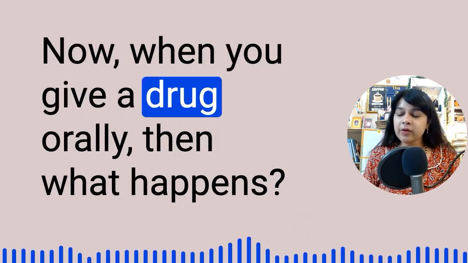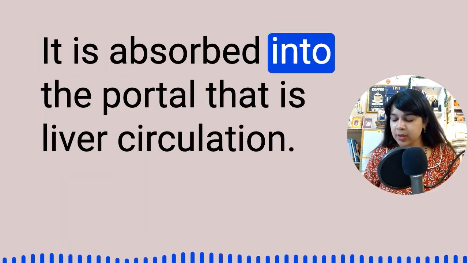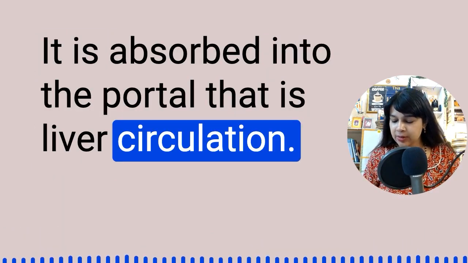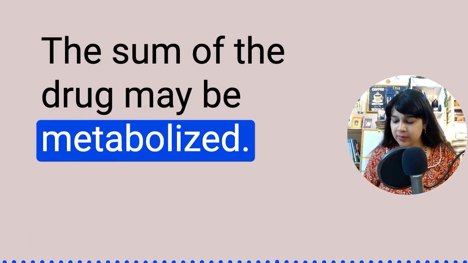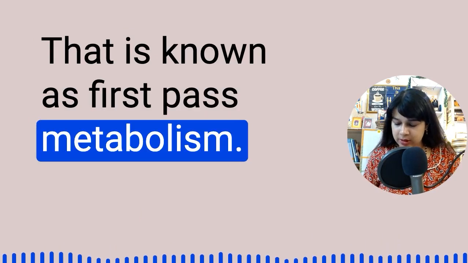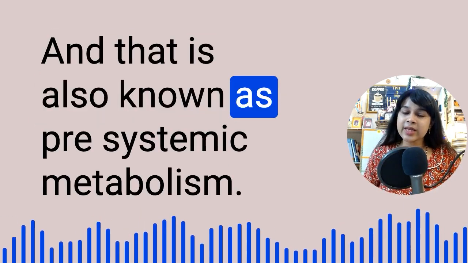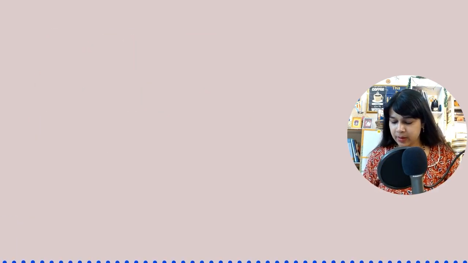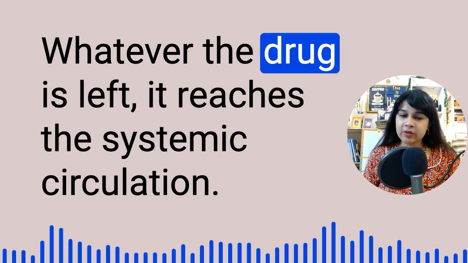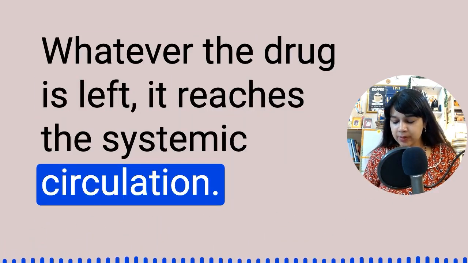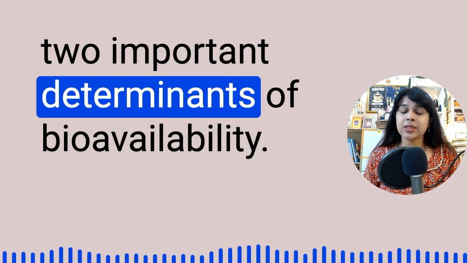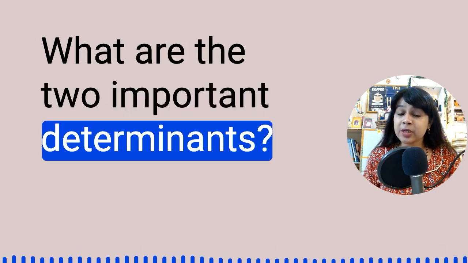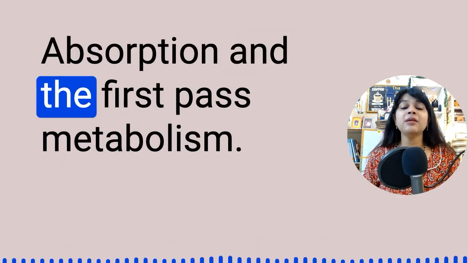Now, when you give a drug orally, then what happens? It is absorbed into the portal, that is liver circulation. It reaches the liver. Some of the drug may be metabolized, that is known as first pass metabolism, and that is also known as pre-systemic metabolism. Whatever drug is left reaches the systemic circulation. Absorption and first pass metabolism are two important determinants of bioavailability. What are the two important determinants? Absorption and first pass metabolism.